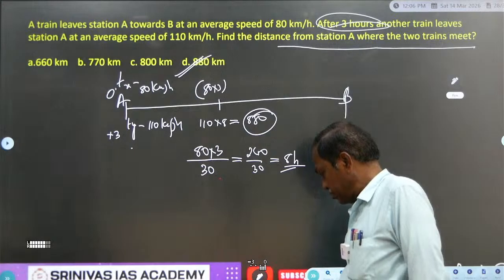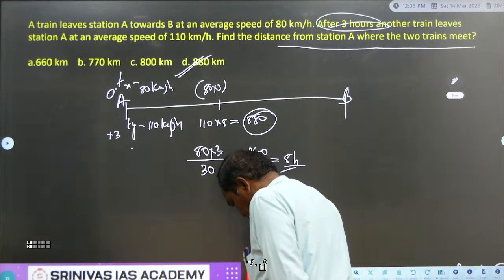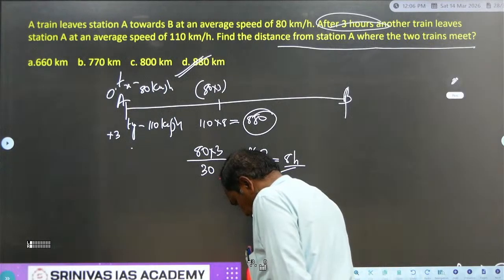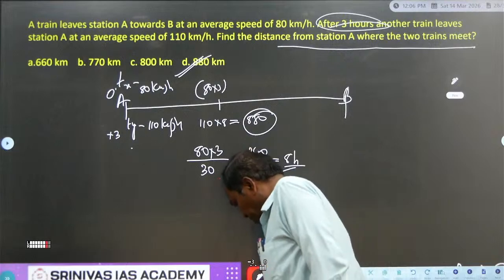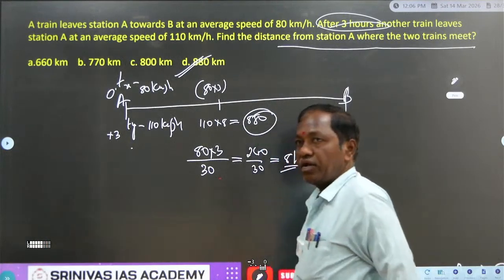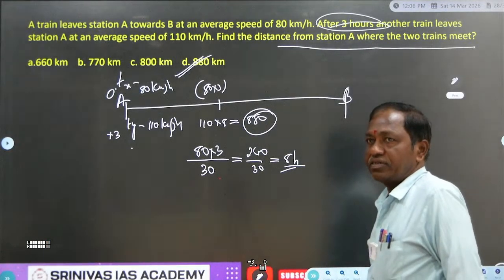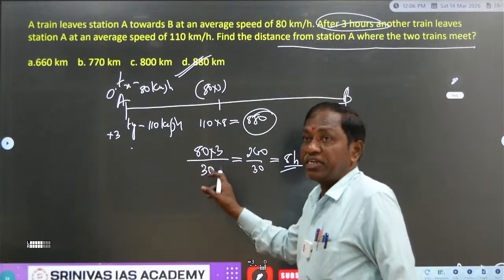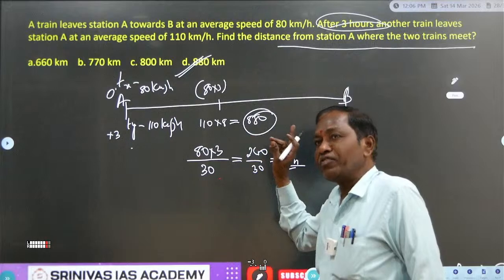If they ask the time after which they will meet, it means after 8 hours they will meet. The man will start immediately, after a few more minutes. If they ask time, it means 8 hours. After what time they will meet means after 8 hours. The second train covers 8 hours. The first train has traveled for 11 hours.